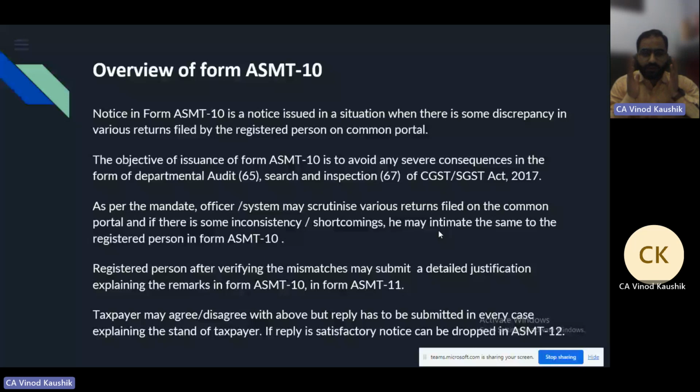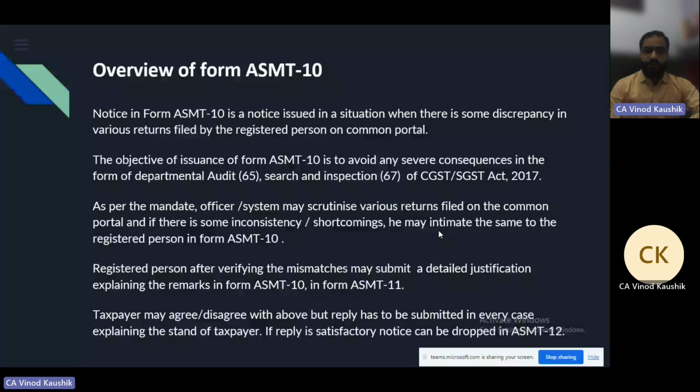So the objective of this discussion is to understand the situations wherein Form ASMT 10 can be issued. And ASMT 10 is basically issued when there are some discrepancies. The officer may physically scrutinize my returns, or the department can implement some system checks wherein they can find these inconsistencies and shortcomings and send an intimation to me, so that I can reply.